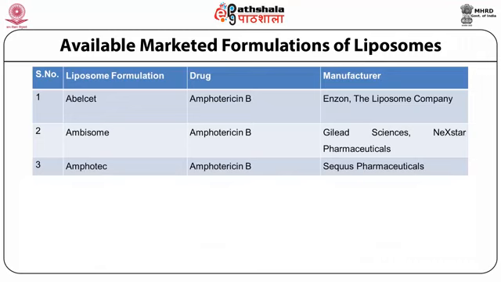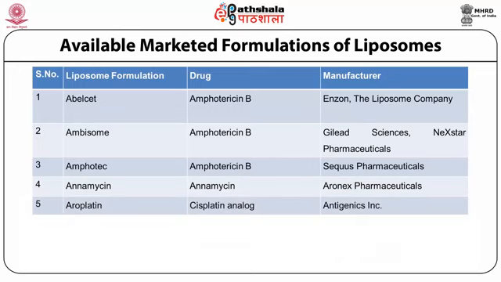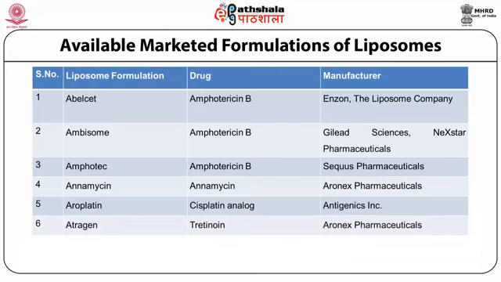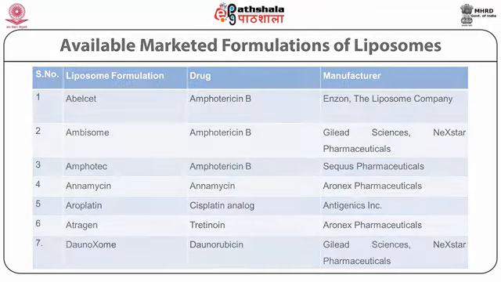Another example is Annamycin, which is available by the brand name Annamycin by Aronex Pharmaceuticals. Cisplatin analog is also available by the name Aroplatin by the company Antigenics Incorporated. Tretinoin is also available by the name Atragen by Aronex Pharmaceuticals. Also, daunorubicin is available as DaunoXome by Gilead Sciences, NeXstar Pharmaceutical Company.